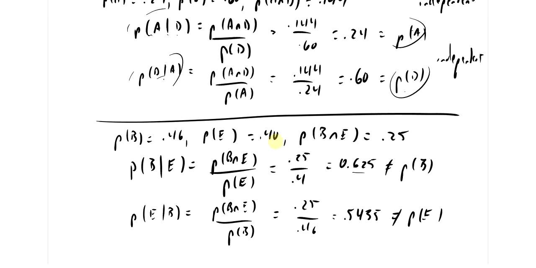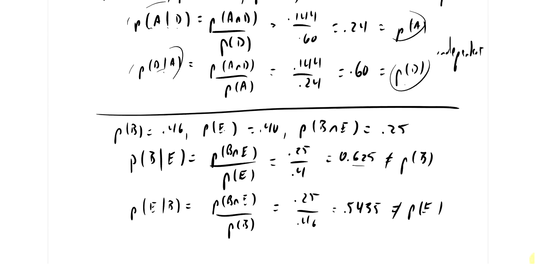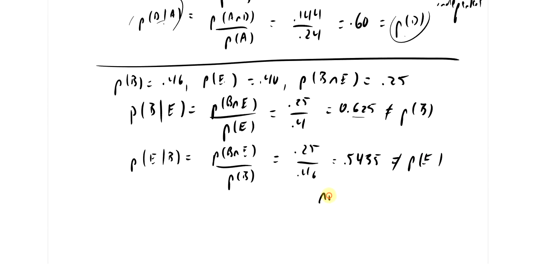The probability of E is 40%. So 40% of the general populace likes E, but of the people who like B, 54.35% also like E. So B and E are correlated in some way, right? If you like E, you're more likely to like B. If you like B, you're more likely to like E. So they're not independent. Okay.